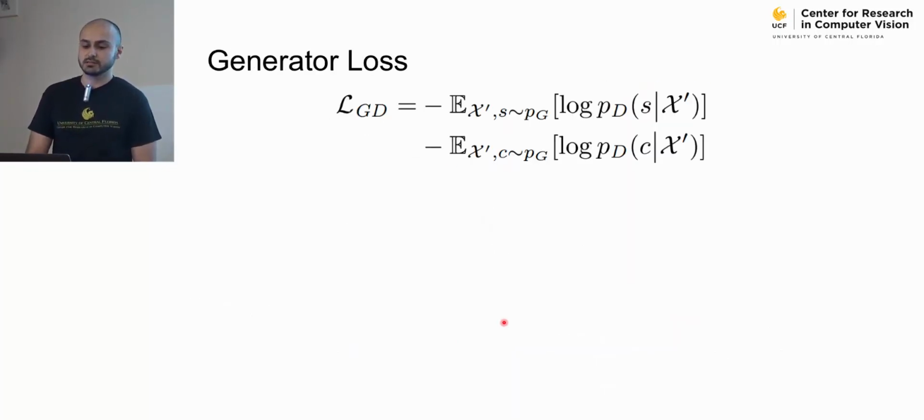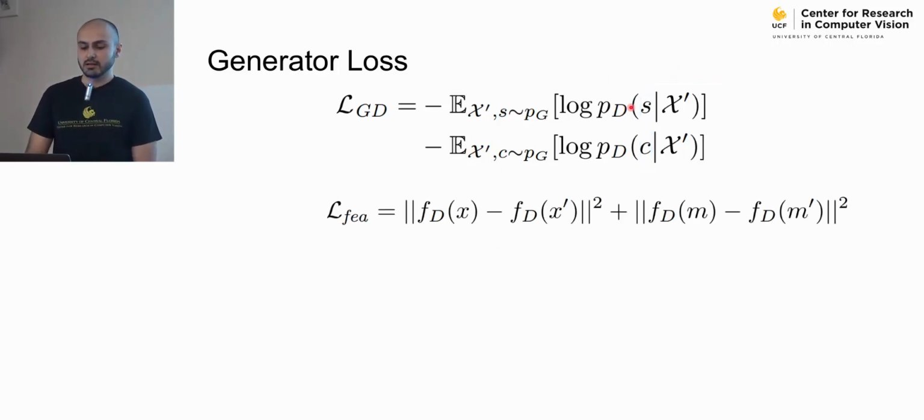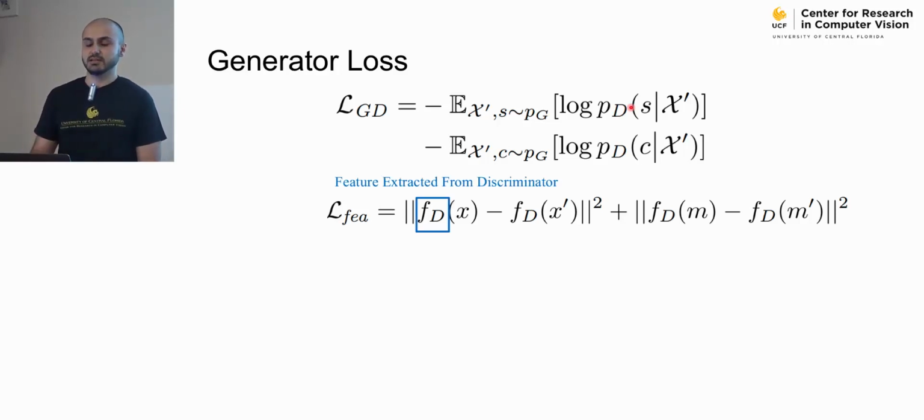For the generator loss, the generator tries to fool the discriminator, so it generates some samples and it fools the discriminator to give the shape and color class that the generator wants. And also it minimizes the feature distance between the real frames and the generated frames. We get the features from a middle layer of the discriminator.